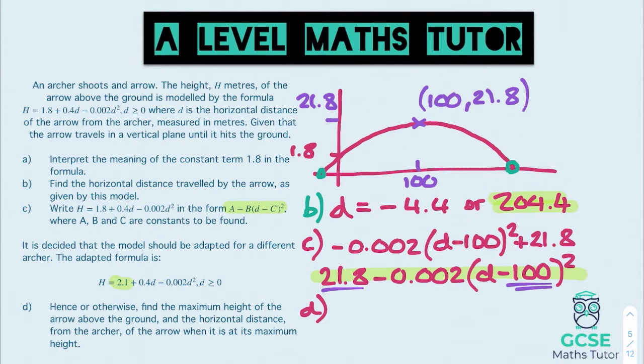So thinking about how this relates to our question, it says find the maximum height of the arrow above the ground. Well, the current height with the 1.8 meter archer would be 21.8 meters, but we've got the extra height now, the extra 0.3 coming from our new archer, so we need to add 0.3 to that, and it gives us our new height, which would come out as 22.1 meters for the height.